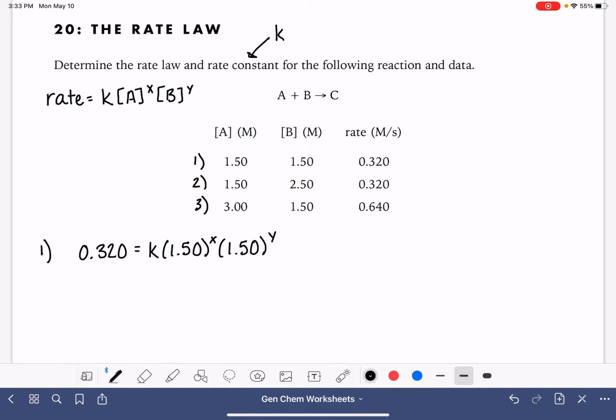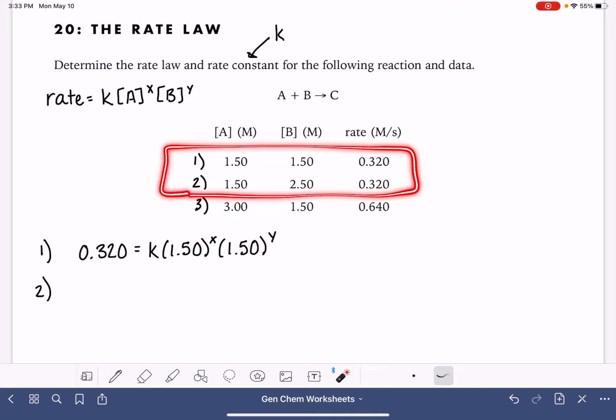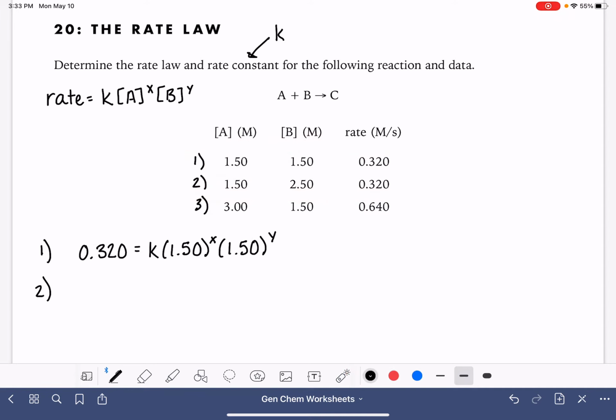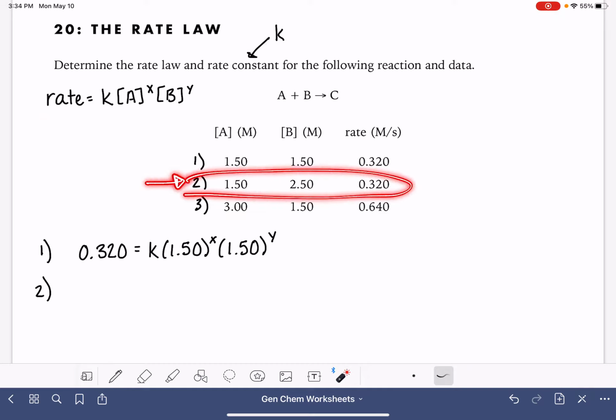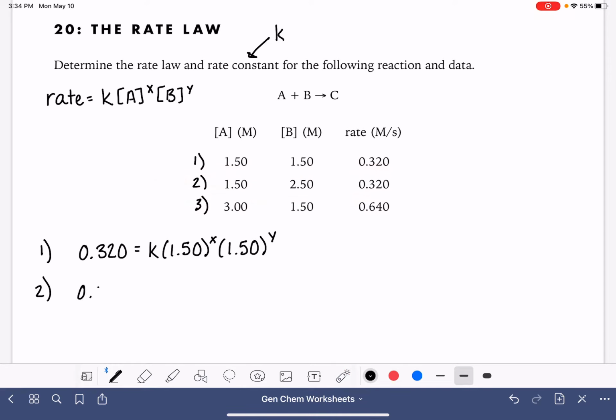Now we want to do the exact same thing for data set number 2. Remember I said we want to pick 2 data sets where the concentration of A is exactly the same and the concentration of B is different. So for data set number 2, we're going to take all of this information and plug it into the rate law. For data set number 2, the rate is also 0.320. We still don't know the value of K. The value of A is 1.5, and we're going to raise that to the X. And the value of B is 2.5, and we'll be raising that to the Y.